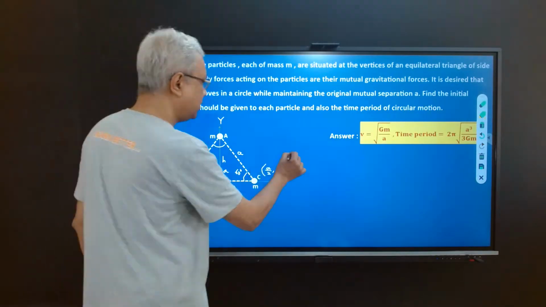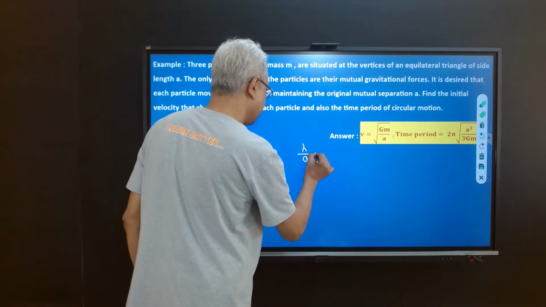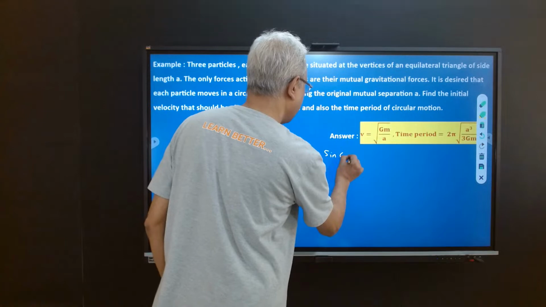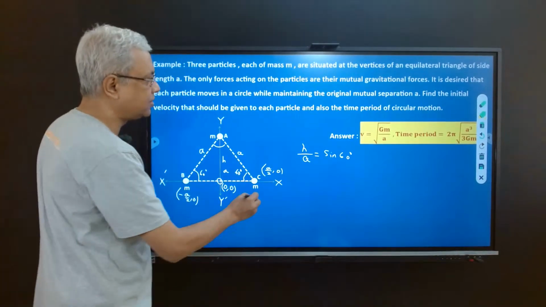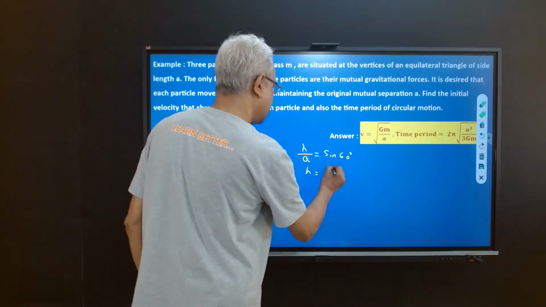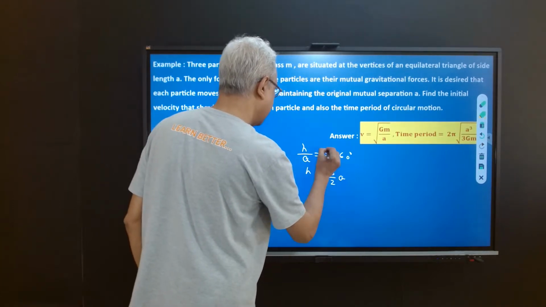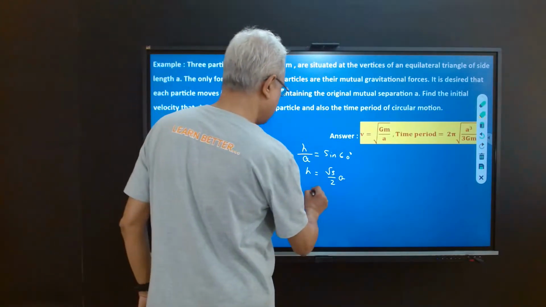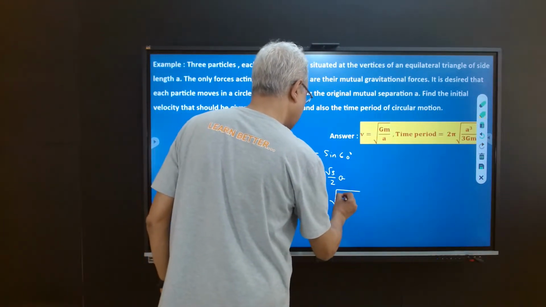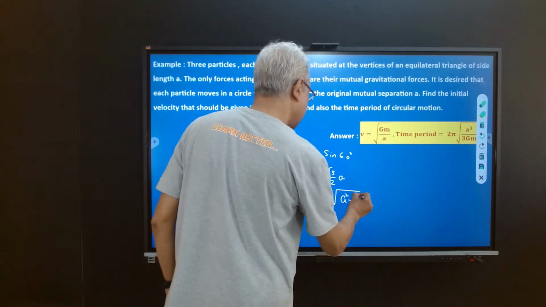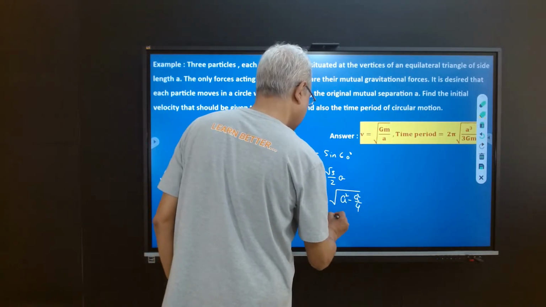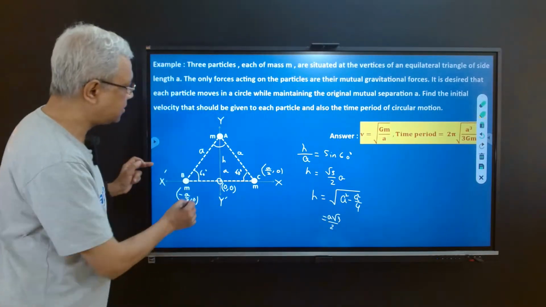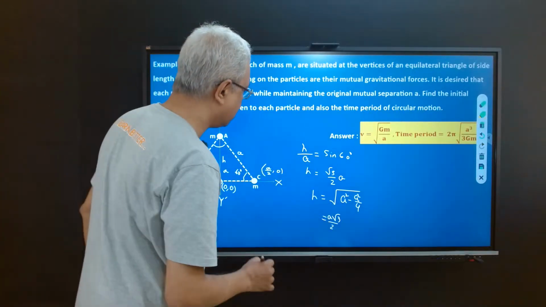So H by A, this is all you know, but let me write it down. It is sine 60 degrees. So H is actually root 3 by 2 A. From Pythagoras theorem also you can calculate H is equal to the square root of A square minus A square by 4. So it is A root 3 by 2. Anyway, H is A root 3 by 2.